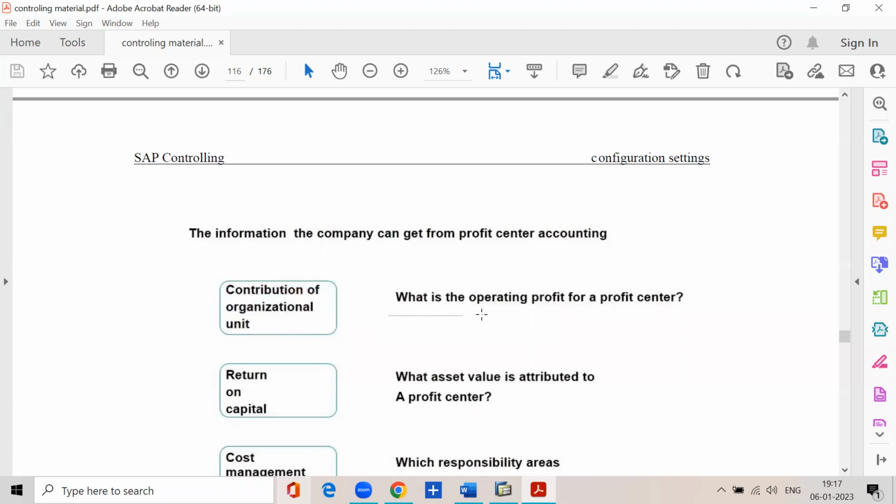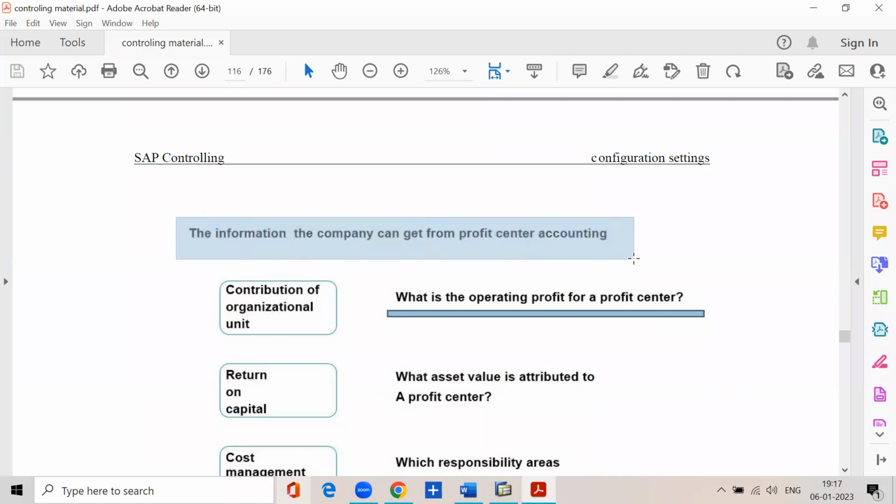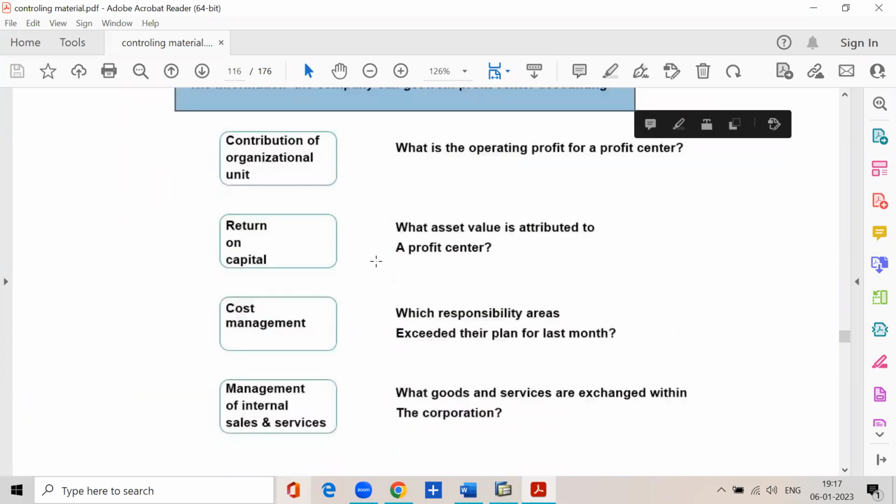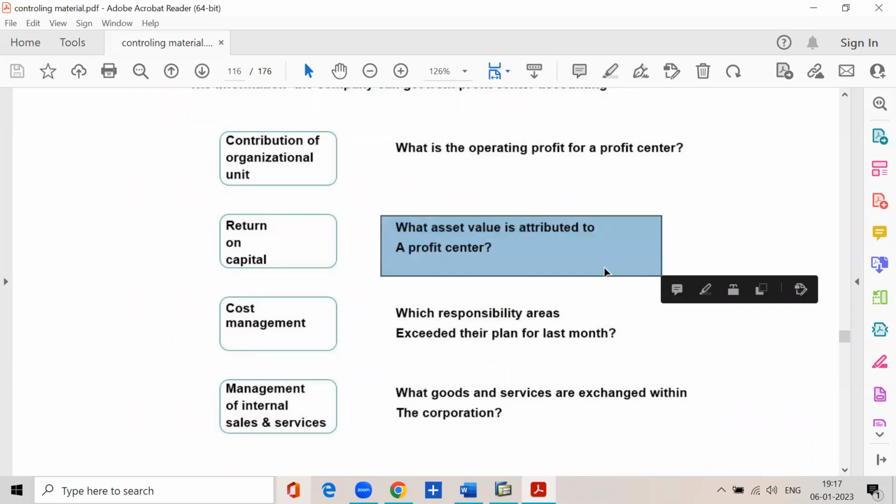So what is the operating profit for a product or profit center? Profit center means basically a product. So in most cases, profit center accounting is used to find the profits according to products or product lines. So normally each product is treated as a profit center. Then return on capital means what is the return on the capital invested in each of the products. That means what is the asset value attributed to a profit center.